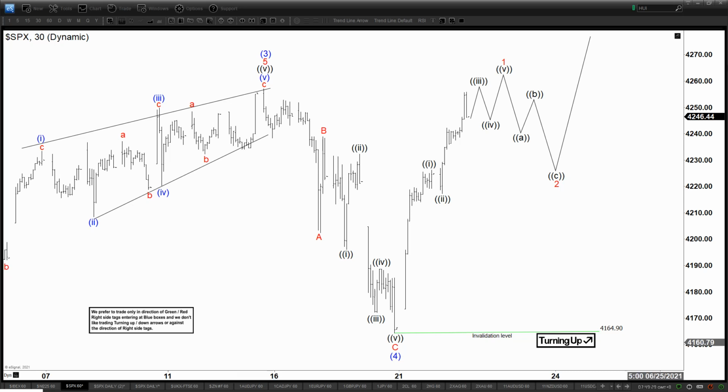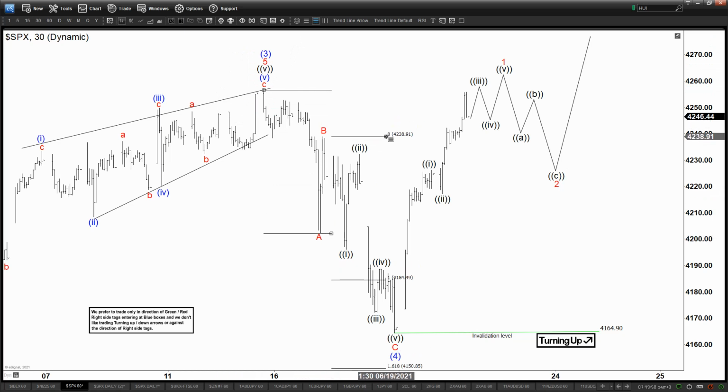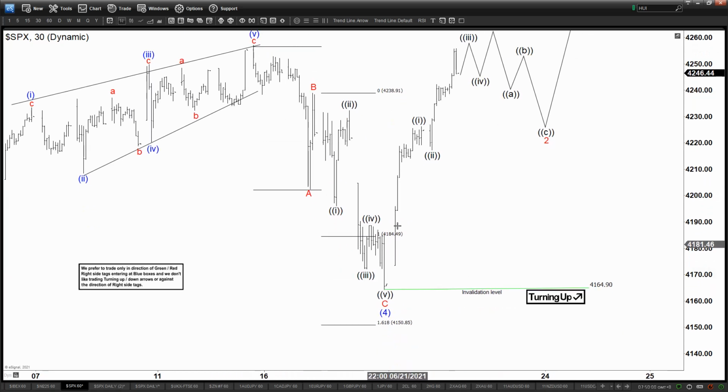Today we're going to be looking at the chart of the S&P. This is the S&P Cash 30 minutes chart. The rally here ended with 3 right here, in the intermediate degree, and the pullback last week ended with 4.